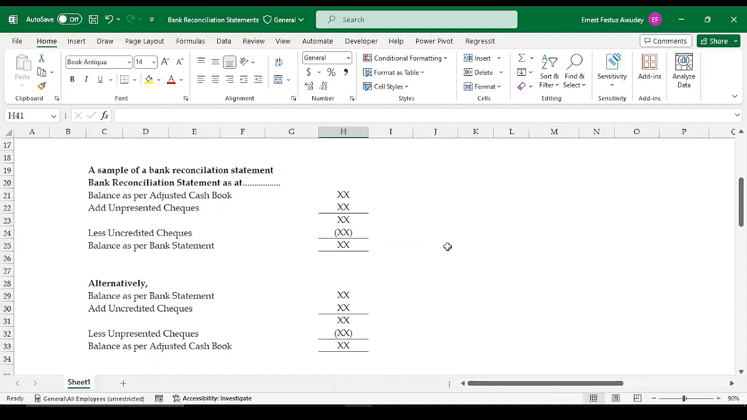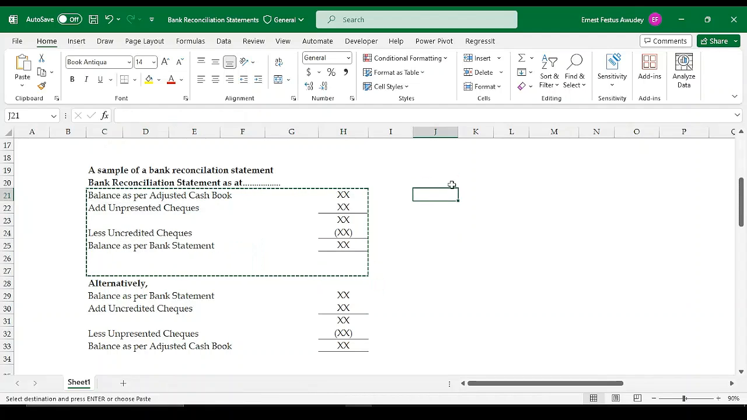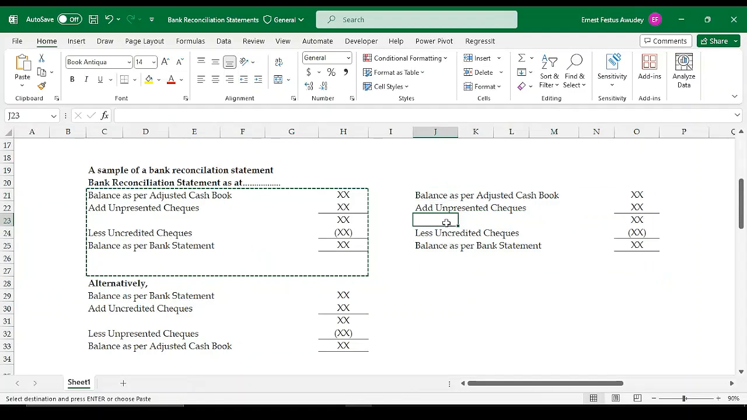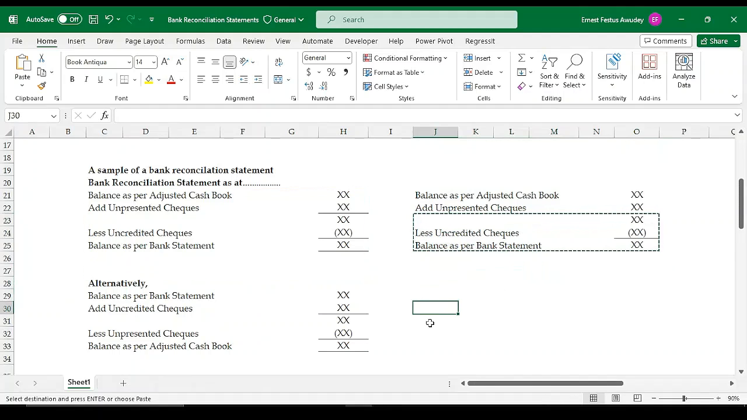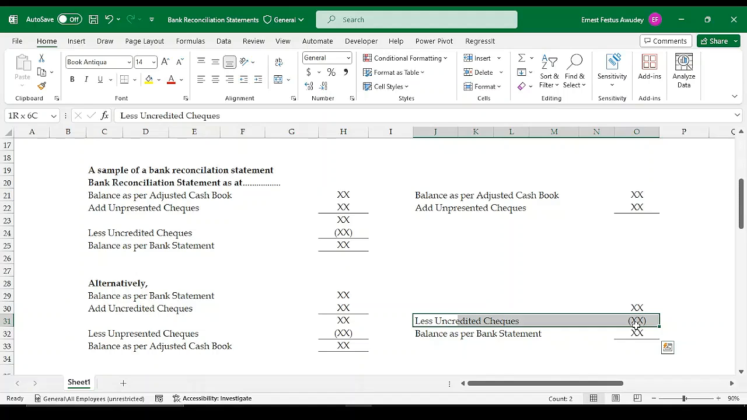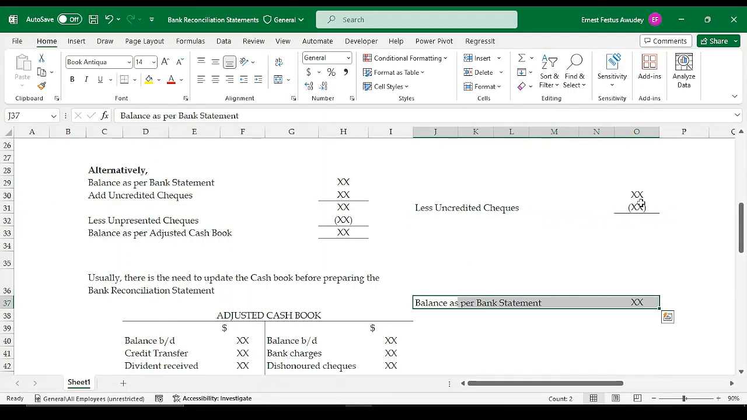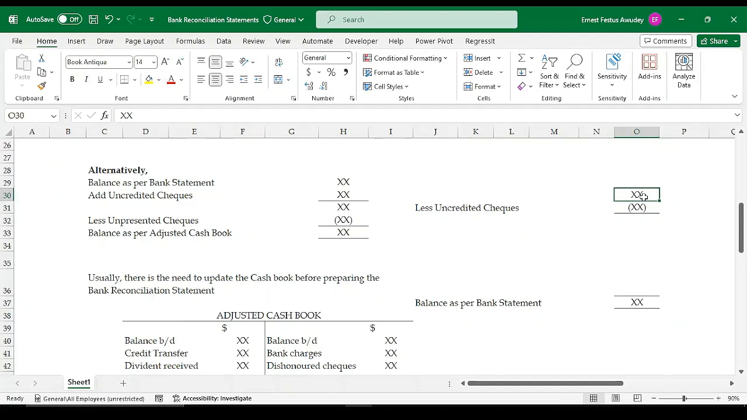So for instance, let me just copy this, and paste it here. And what I want to do is to cut this and paste it here, and also cut this, cut the balance there, and paste it here. So I just want to demonstrate that particular treatment I'm talking about to you. So let me delete this.